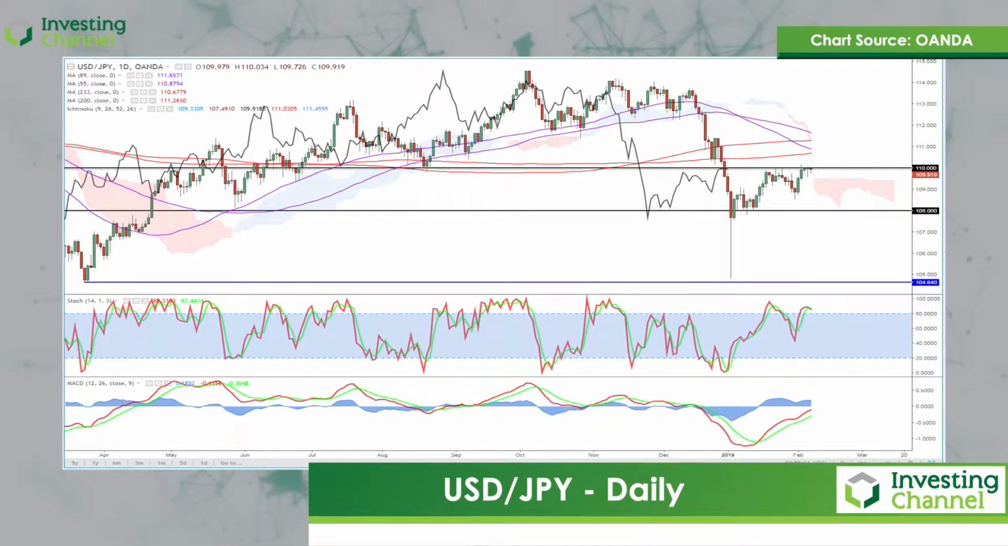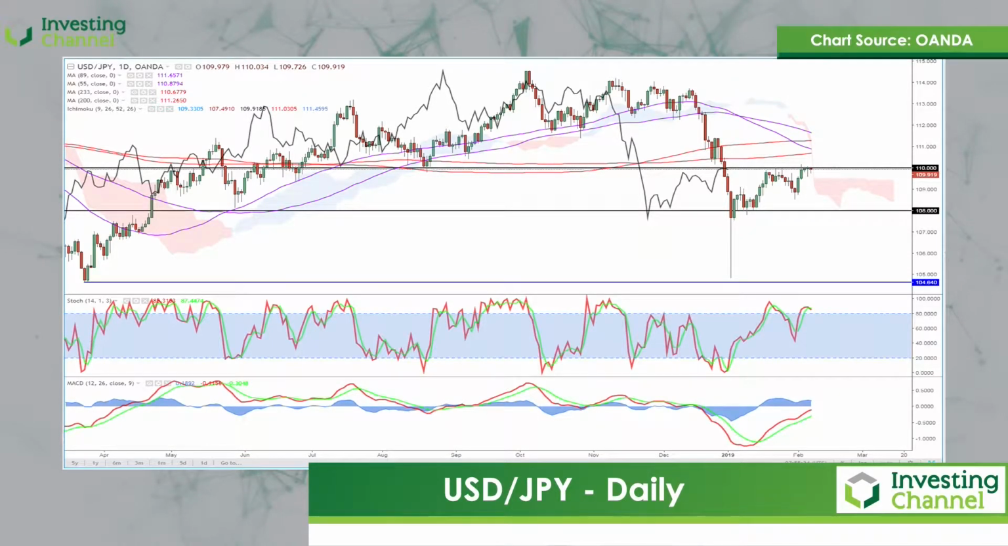We have seen a nice rebound in risk appetite since the turn of the year, and the yen is typically seen as a risk barometer. In terms of strong risk appetite, the yen tends to underperform. In terms of strong risk aversion, that's when we tend to see a lot more interest in the Japanese yen.